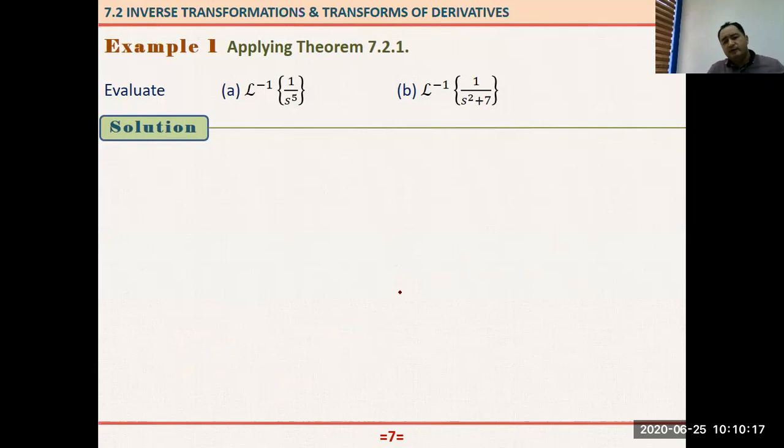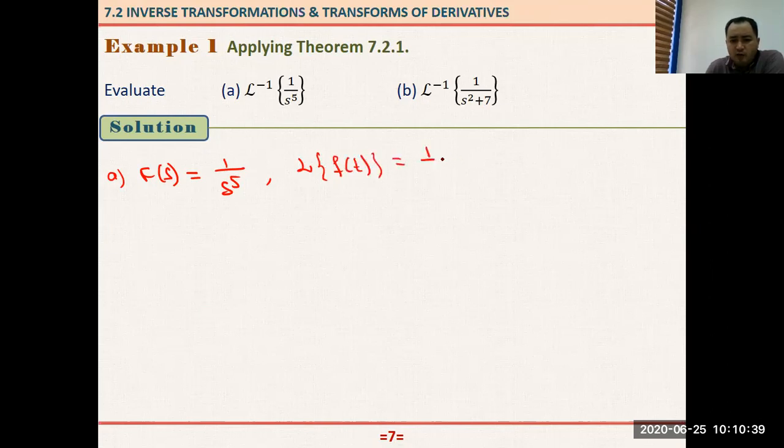First one, find the inverse Laplace of this function. That means that in question A, this capital F that is given is 1 over s to the power 5. Here we know that the Laplace transform of some function f of t is equal to 1 over s to the power 5, which is F of s. So we need to find what is f of t. From here, applying the inverse transform, f of t is equal to inverse Laplace of 1 over s to the power 5.